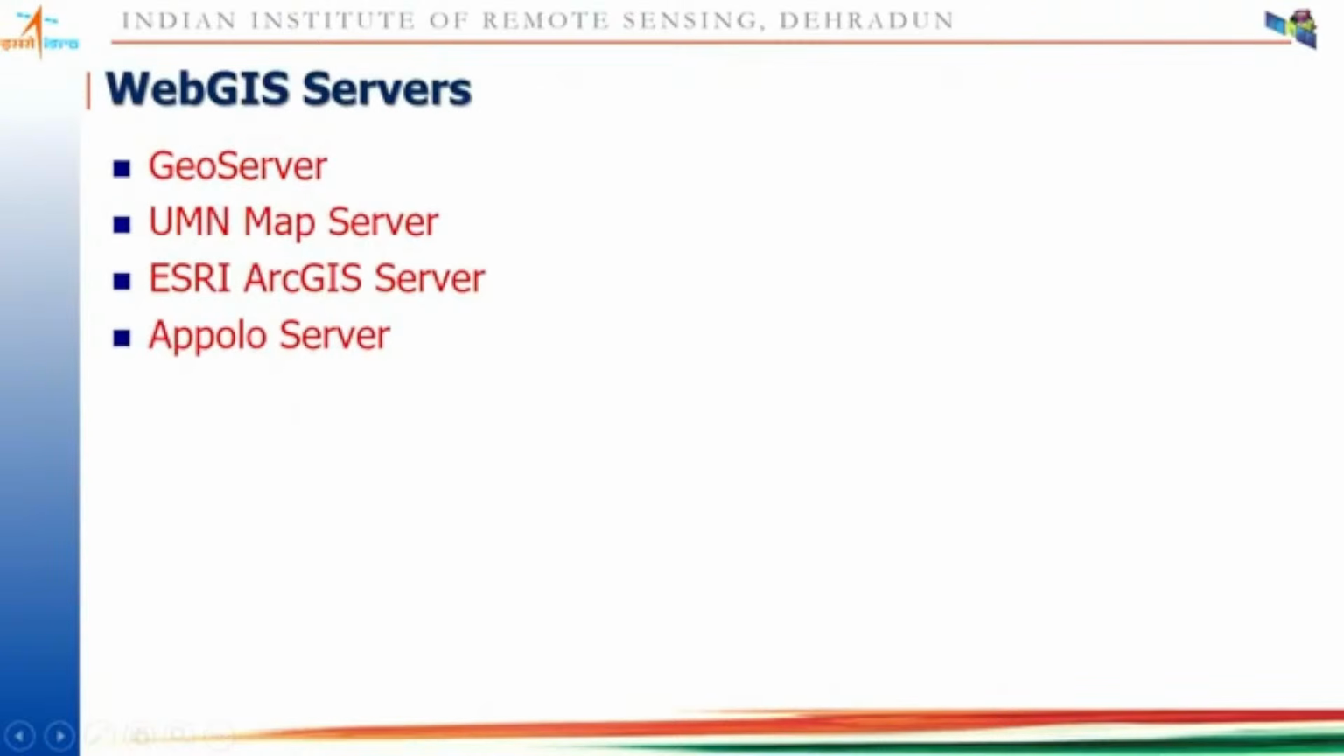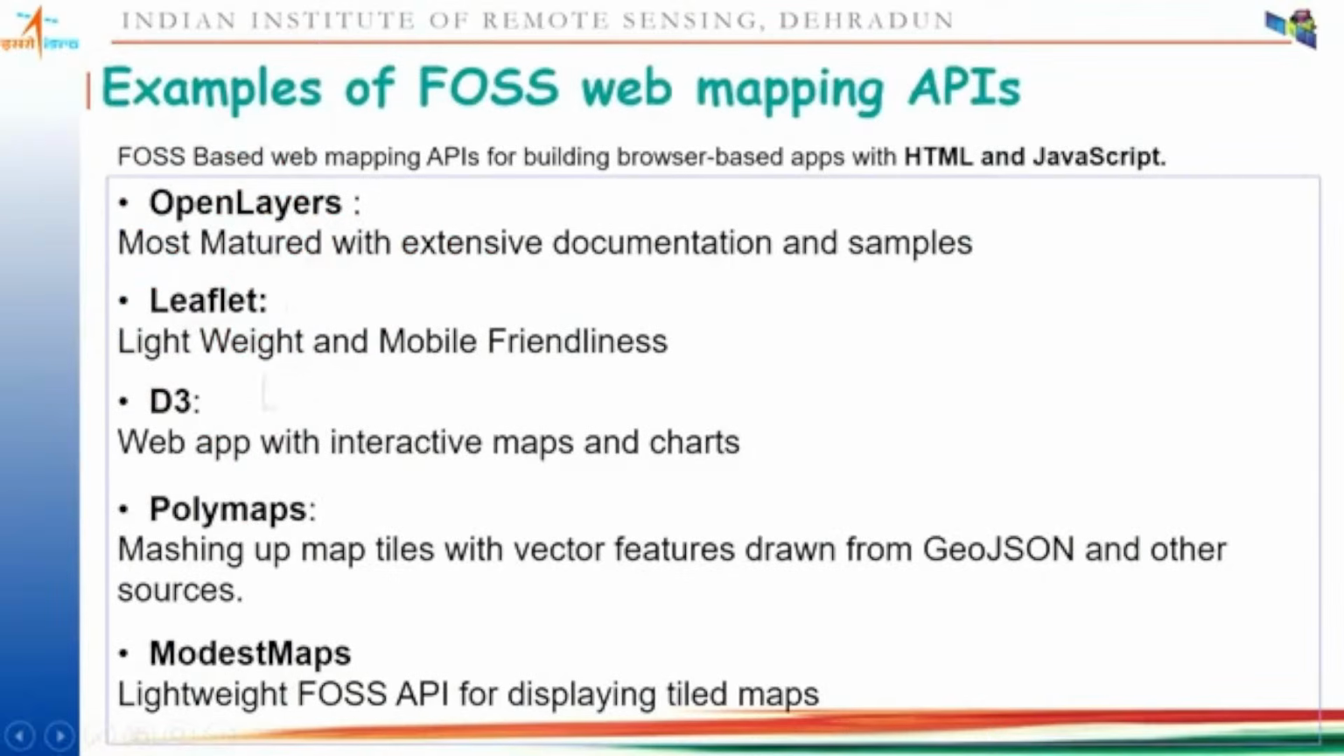Now some of the WebGIS servers, if we talk, there is one software called GeoServer. It acts as a WebGIS server. This is open source in nature. Similarly, UMN MapServer is again an open source WebGIS server. Esri and Apollo are proprietary software. Esri ArcGIS Server is from the Esri company, the proprietary ArcGIS, and the Apollo server is basically from ERDAS Imagine. We also call it Hexagon Limited. So for that platform we have another proprietary software here.